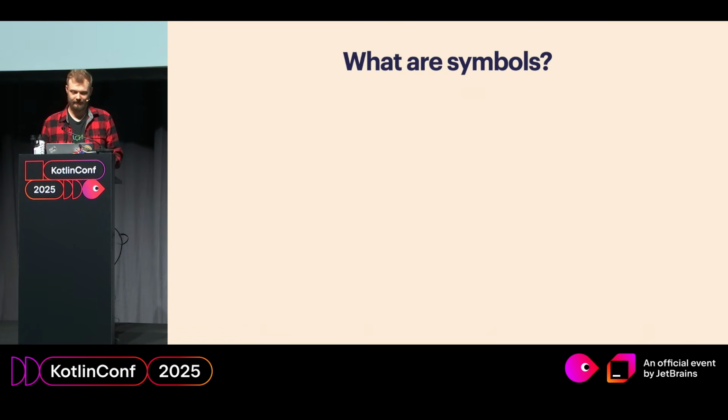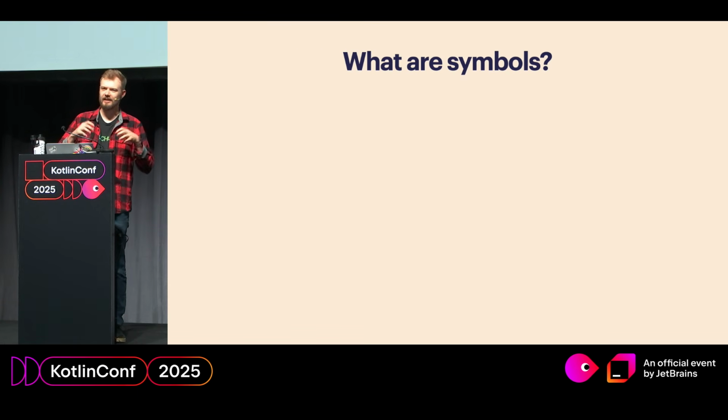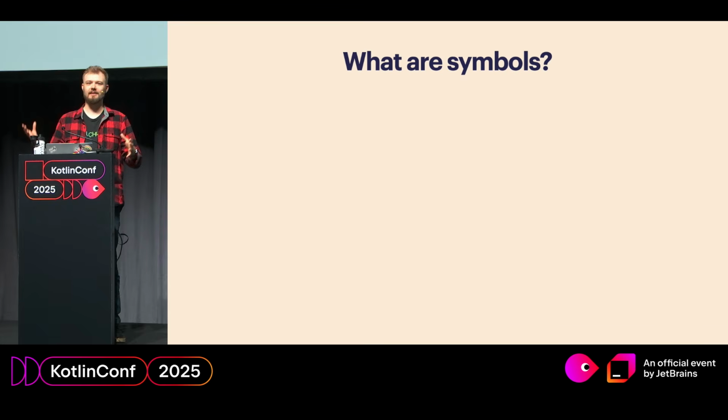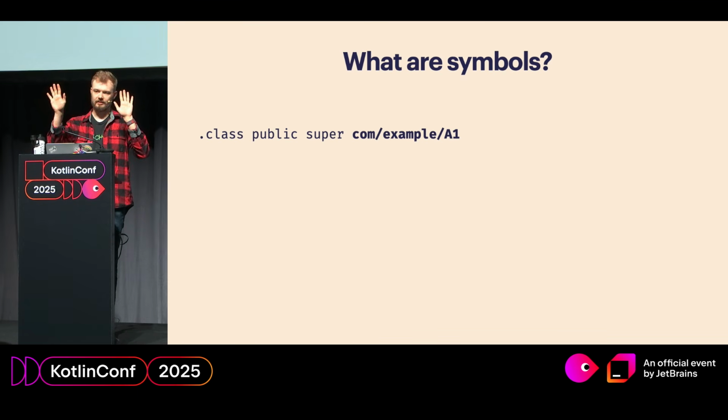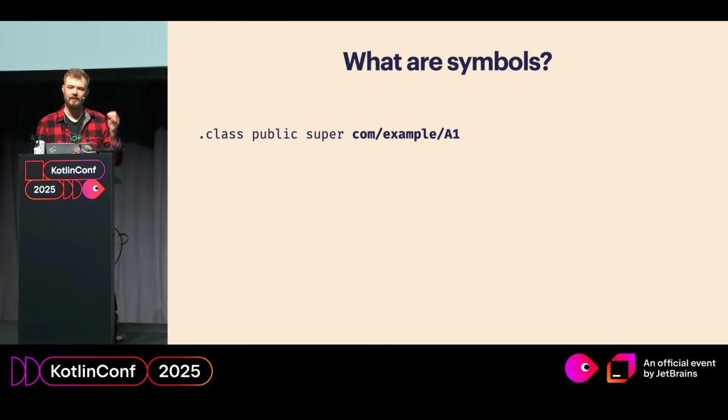Before we move on, I want to talk about what symbols are. Because symbols, when I started native, I was super confused about what symbols are, because they are kind of everything and nothing. Like, everything is a symbol in native. So let's take a look at what a quote-unquote symbol is in Java. In Java, we have kind of 2 levels for symbols, right? We have the classes. Those are identified by their fully qualified name. So there will be com.example as the package name, and then A1 as the class simple name.